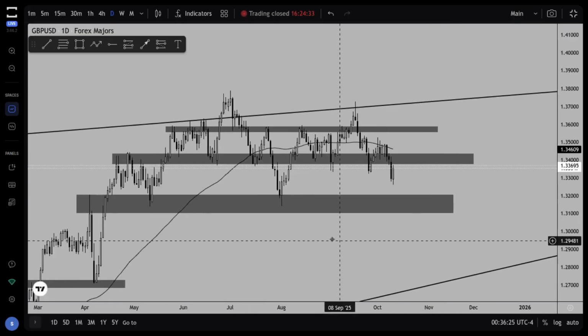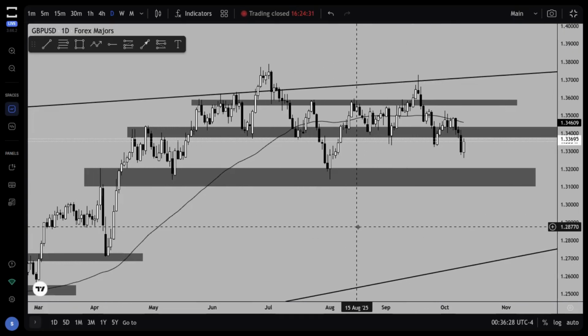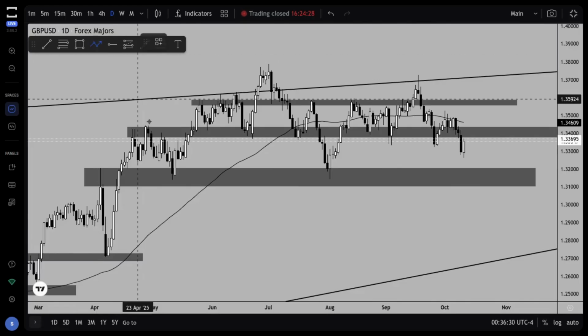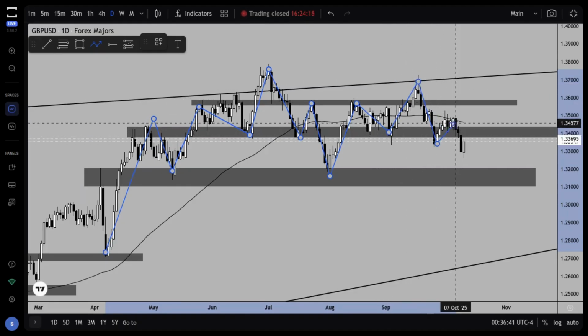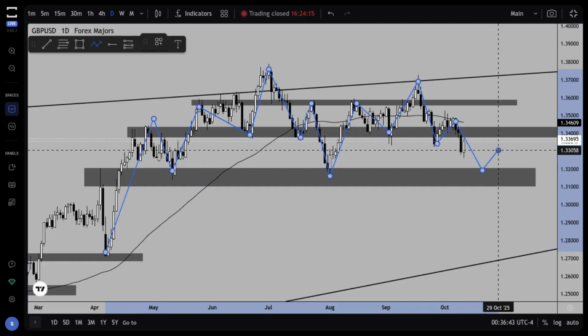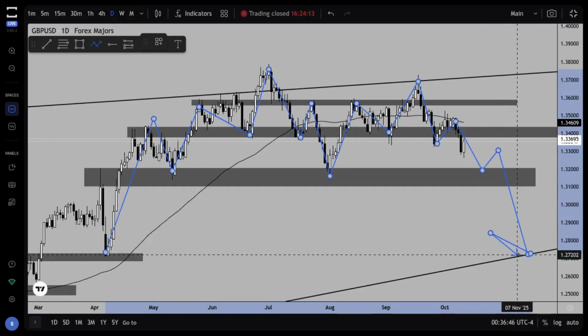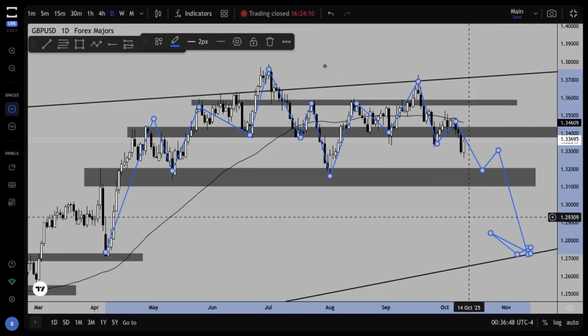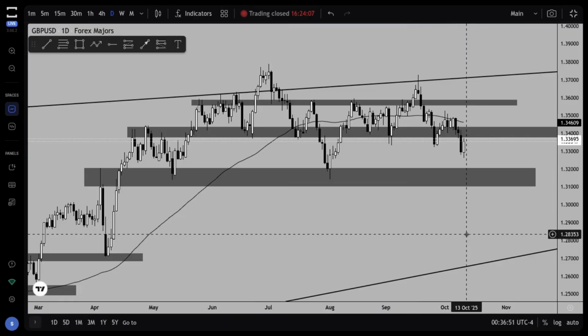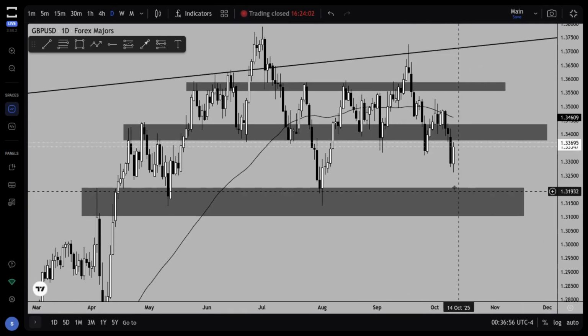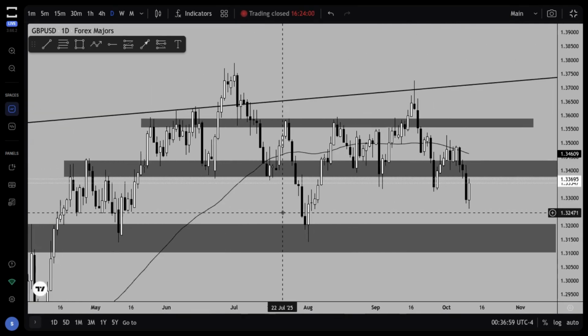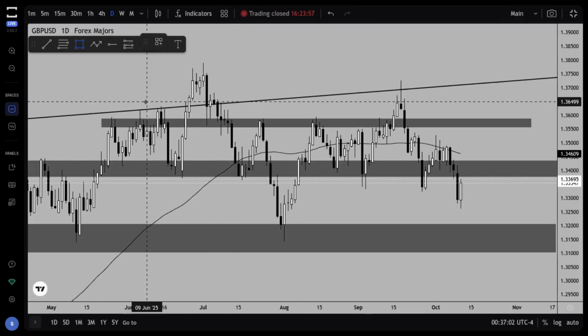All right, and so here we go. After those are marked up on the daily, this is what it looks like. So you can see clear as day, structure gets broken, then goes back to retest that trend line. And then, yeah, you can pretty much expect major sells from then on.